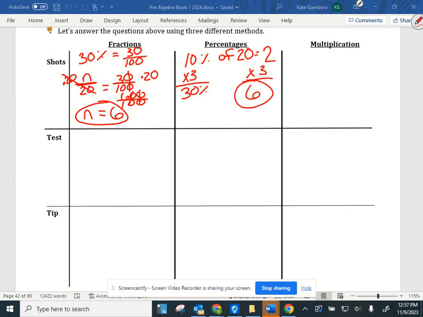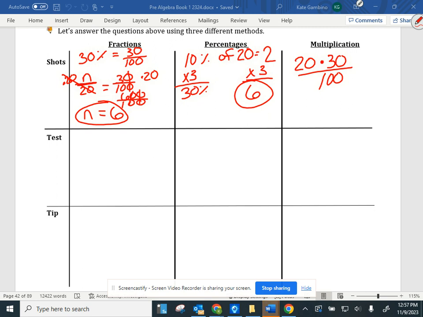So if we break it down to a percent, that 10%, we break it down, then we have to multiply it up and multiply both sides up. We're going to do this with the other two, so it'll make a little bit more sense the more we do it. Now let's look at the multiplication. She took 20 shots, and she made 30%. 30% would be that 30 over 100, right?